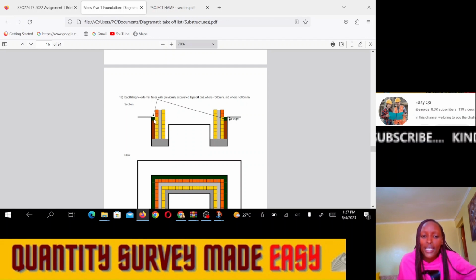Here it's what I was telling you. We shall reinstate the topsoil here. Mostly when we are doing some beautiful landscaping around the building and we want to plant some nice flowers around the building, we shall reinstate this one with topsoil. Okay, that's why we measure it separately.